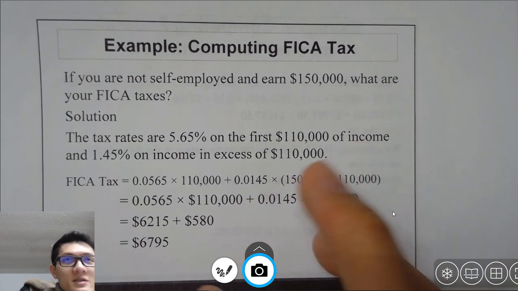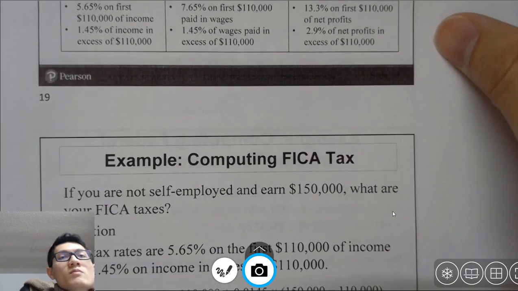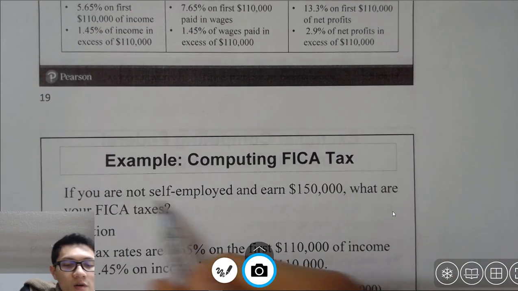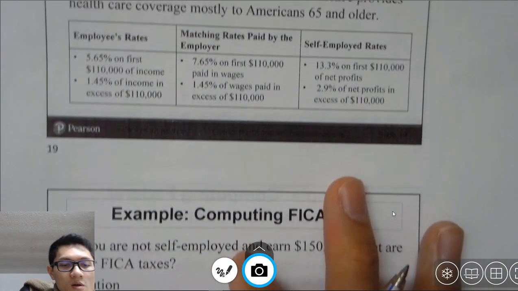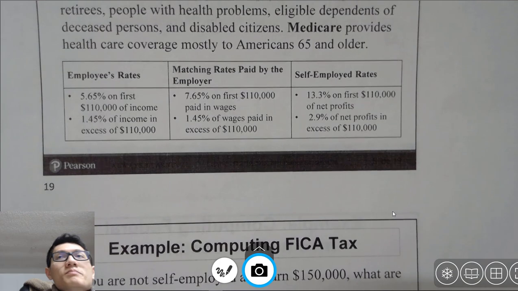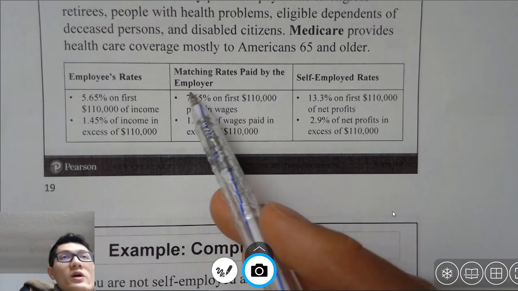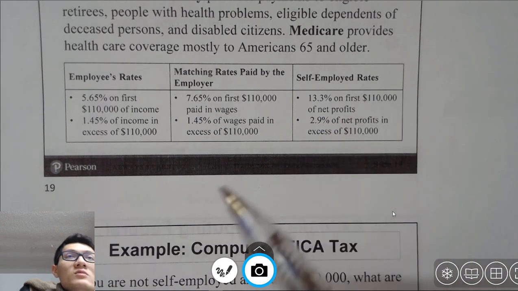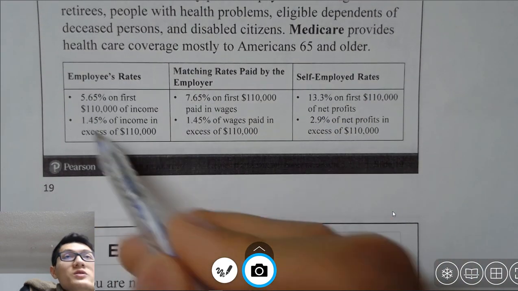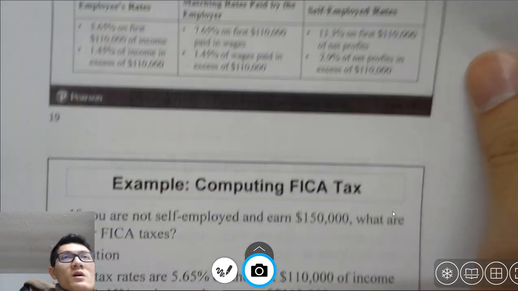All right, so go back to the problem, go back to the column. You are not self-employed. So which one is your column? This is self-employed. This is matching rates paid by the employer. So you are not self-employed, which means you belong to the first column. In the first column, we have two different rates.